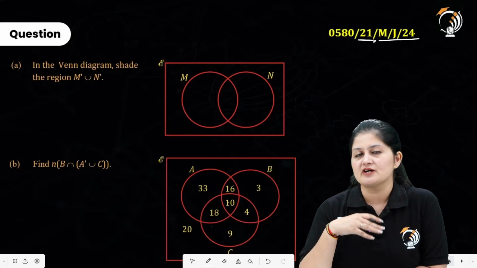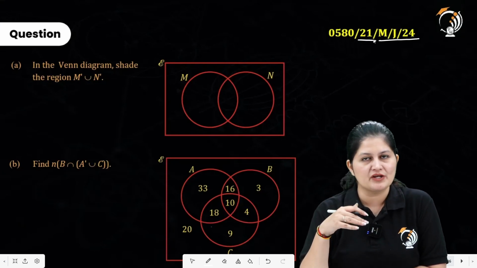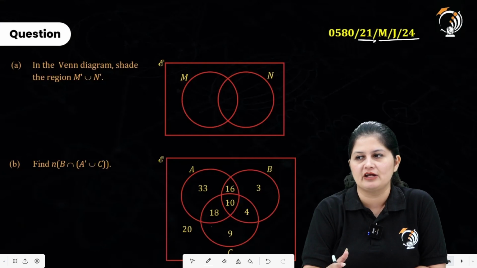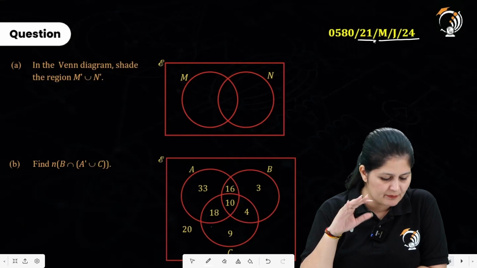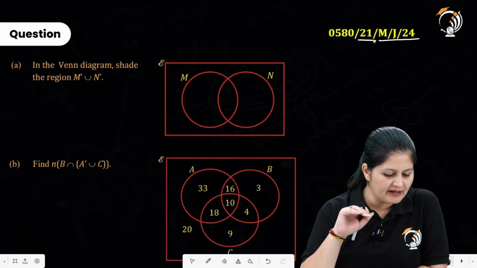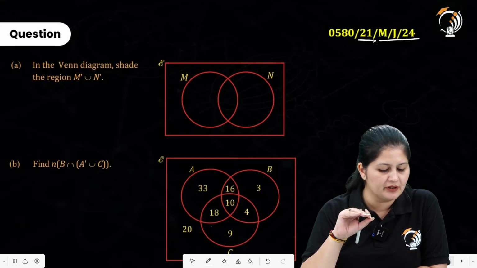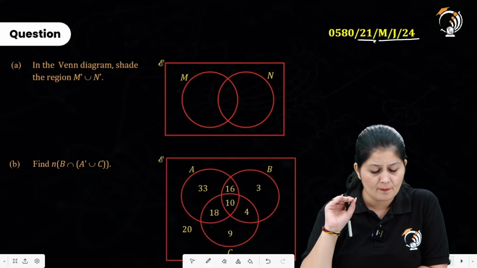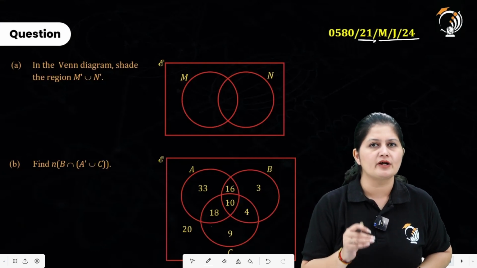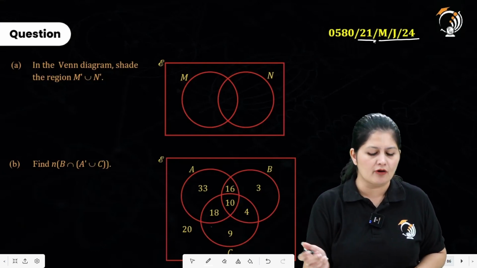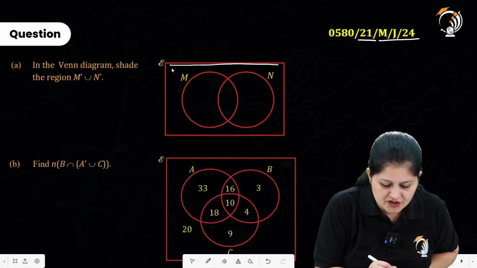What we can observe is that you will be finding a question on Venn diagrams in almost every paper. So let's solve some more previous year questions on this. In the Venn diagram, shade the region M, the complement of M union the complement of N. Firstly, let's understand what the region is that is the complement of M. Let me just shade the region which is the complement of M.